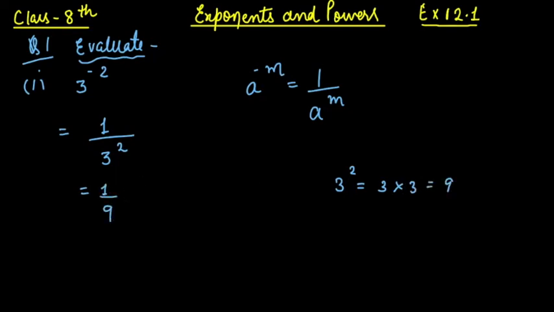So we have used a raised to the power minus m is equal to 1 upon a raised to the power m, and I have converted this negative exponent to a positive exponent as I have taken the reciprocal of it, which gives you 1 by 9.